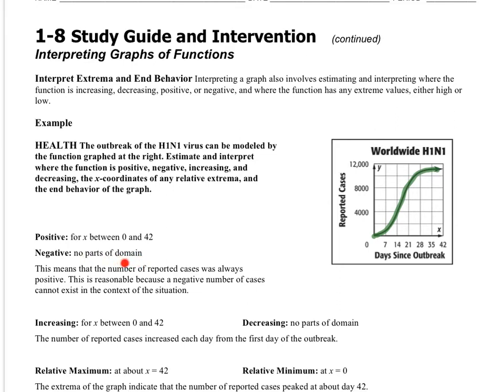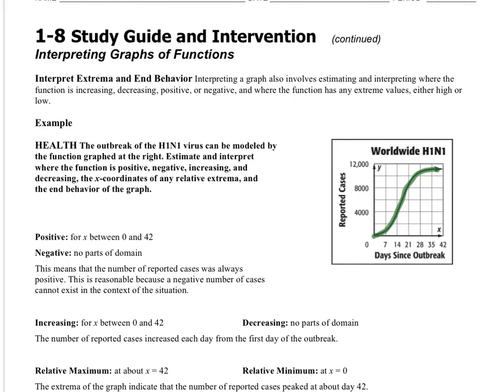And domain is important to say because really, if this graph continued, it would have some negative parts. But the domain is what we're talking about, what x values we're using, and that's for only positive days. It doesn't make sense to have negative days. So this is days since outbreak and reported cases. So again, this means that for the negative explanation, the number of reported cases was always positive, reasonable because a number of negative cases does not exist in the context of the situation.